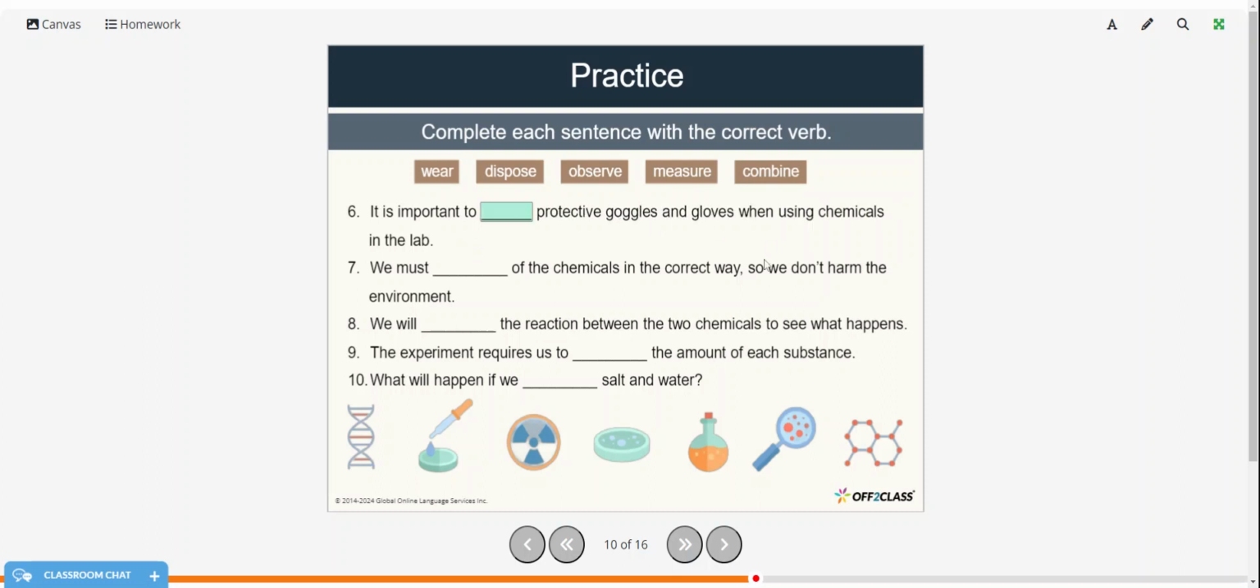Here are a few more. It is important to wear protective goggles and gloves when using chemicals in the lab. We must dispose of the chemicals in the correct way so we don't harm the environment. We will observe the reaction between the two chemicals to see what happens.